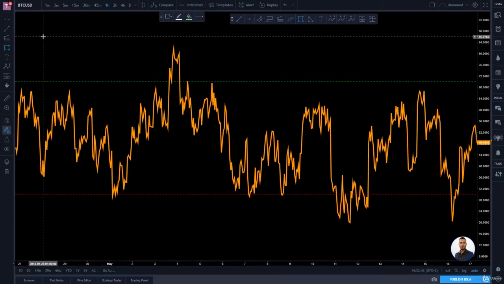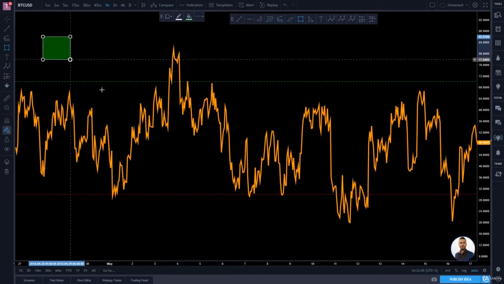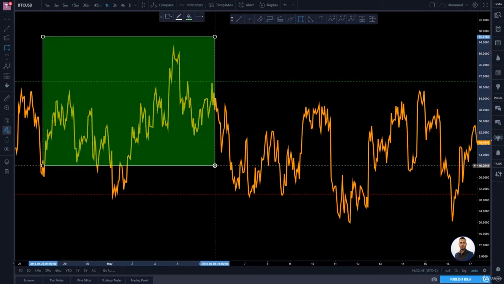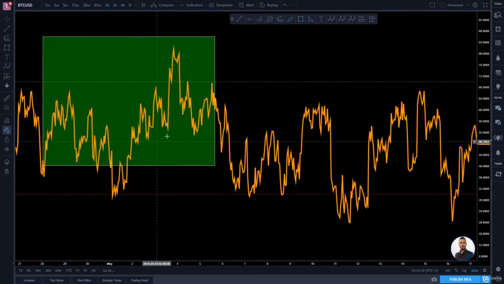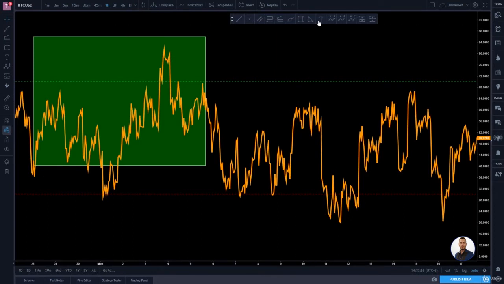For the bullish zone, we want to be anywhere between 40 and 85 and up, and I will draw a rectangle between these ranges to get a clear view of this bullish zone, and I will annotate it right here that this area is for the bullish zone.